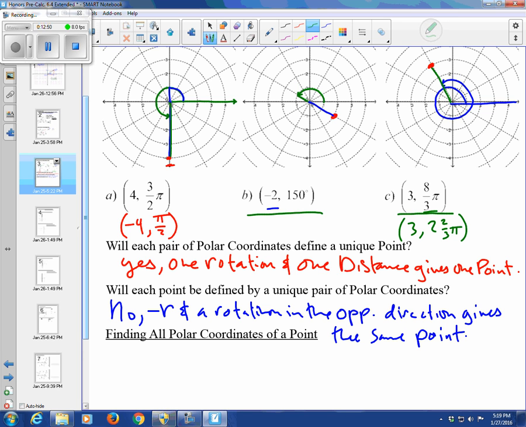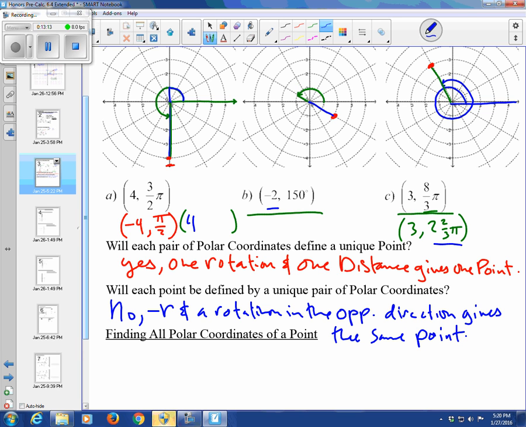So that's one way we could get that same point with a pair of polar coordinates. Right here, what we've seen with our point C is that we can have rotations greater than 360 degrees or greater than 2 pi. So now we've got the potential for coterminal angles.